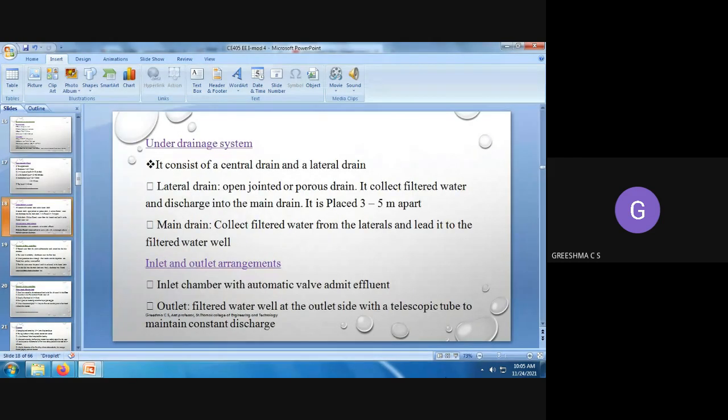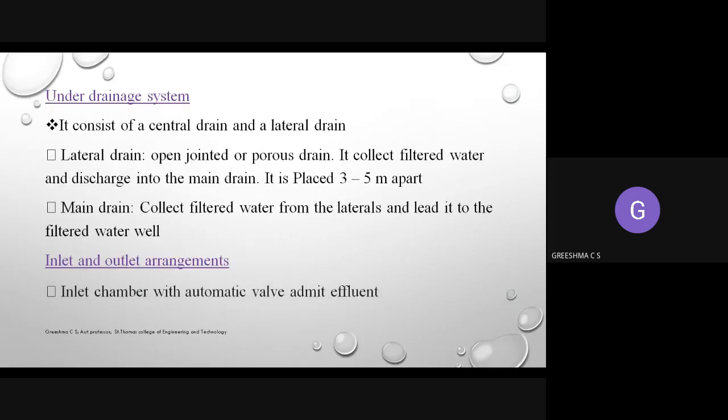So that's about the under drainage system that we are providing in the slow sand filter. It mainly consists of a central drain, also called the main drain, and a lateral drain. A lateral drain is an open jointed porous pipe, like the pipe I showed in the video that is going. That is a lateral drain.